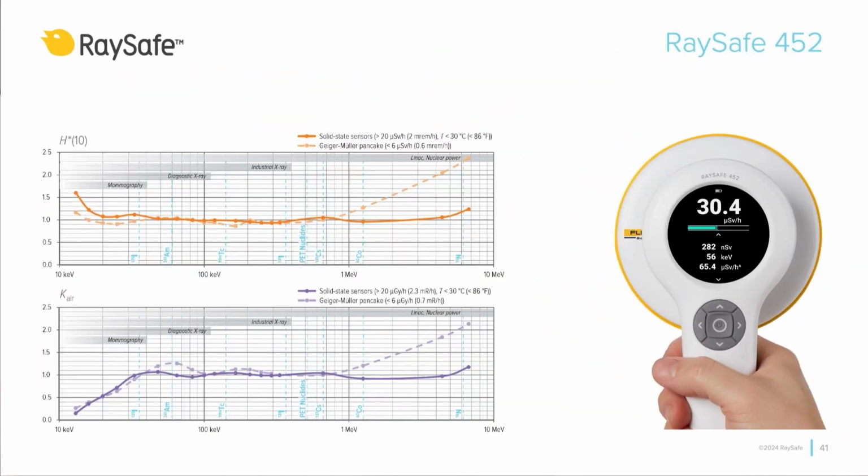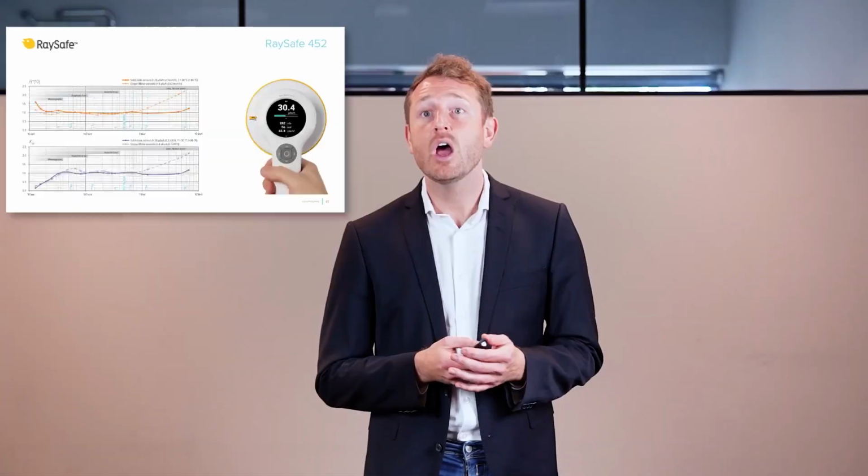Here we can see the 2 energy response graphs. The upper one is for ambient dose and the lower is for air kerma. And as one can see, they cover low mammography energies all the way up to nuclear medicine and linear accelerators. One can also see that they are flat in more or less the whole energy range.